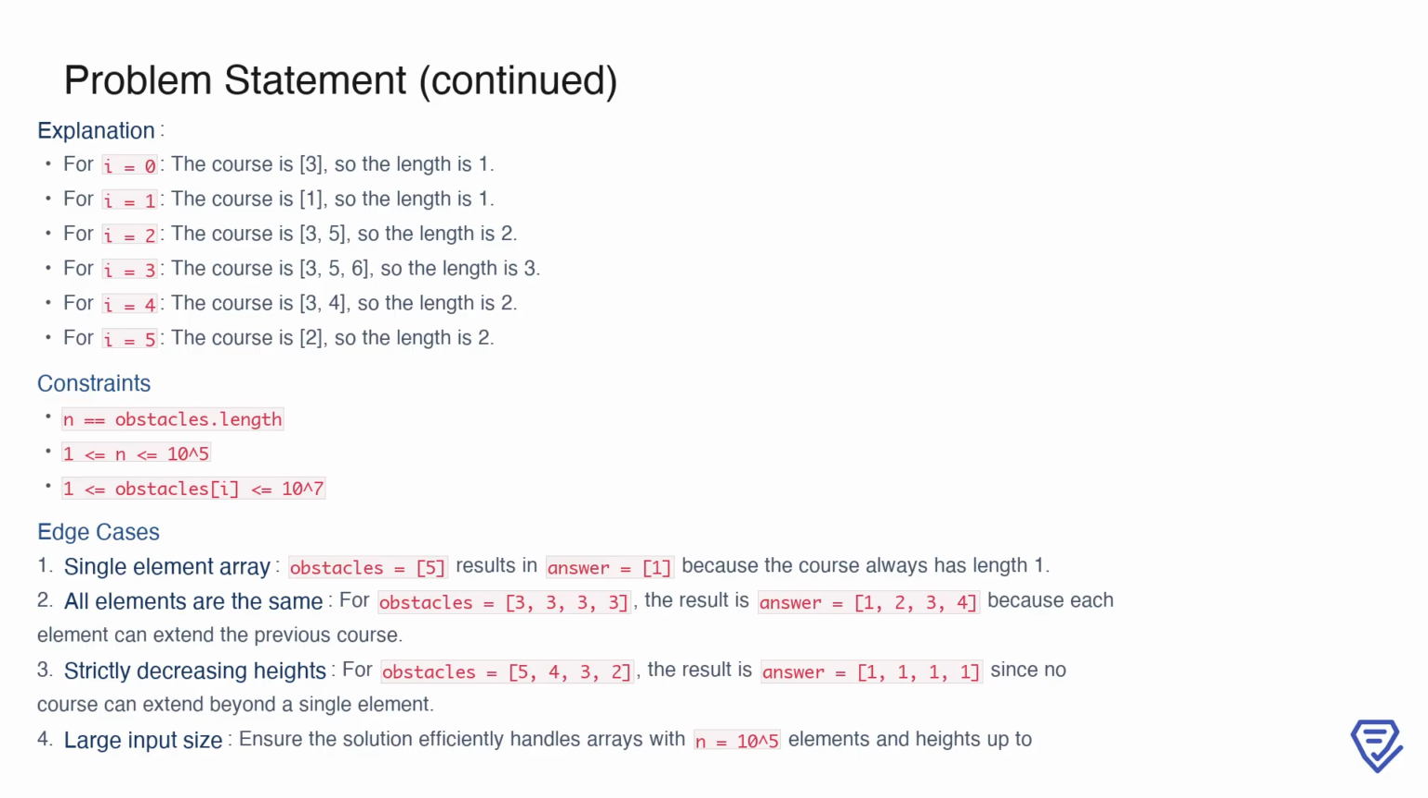For i equals 3, the sequence extends further to 3, 5, 6, as 6 is greater than or equal to 5, resulting in a length of 3. At i equals 4, the sequence decreases to 3, 4, since 4 is less than 6, so the length is 2. Lastly, for i equals 5, the obstacle height 2 results in the sequence 2, with a length of 2. This demonstrates how the algorithm tracks the longest valid course dynamically, ensuring the heights remain non-decreasing.